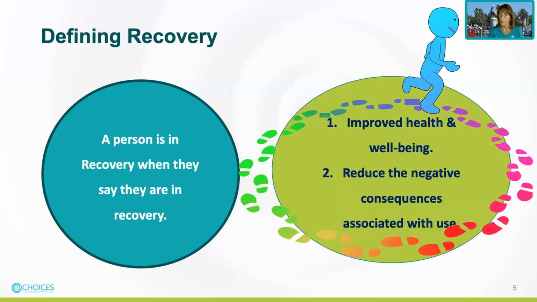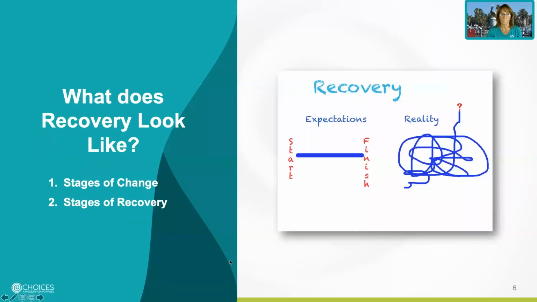It's important to think about it is not a finish line. It is not a start and a finish line. It is a journey. So what does recovery look like? We're going to look at the stages of change and the stages of recovery, keeping in mind throughout these next modules that there isn't a start and finish line, and that the reality is it's often chaotic. And how can you best support that chaotic journey for the individual to achieve and ensure successful outcomes?